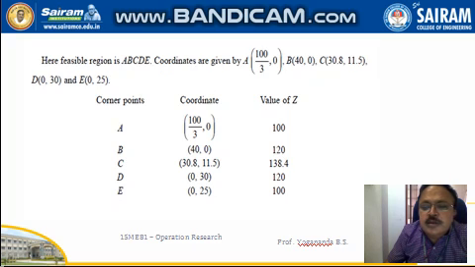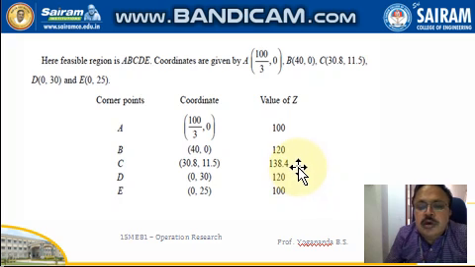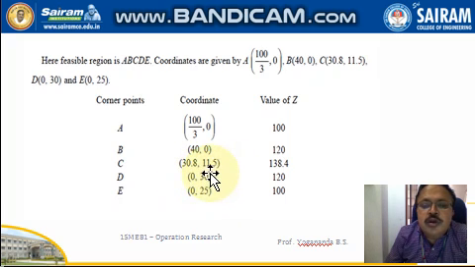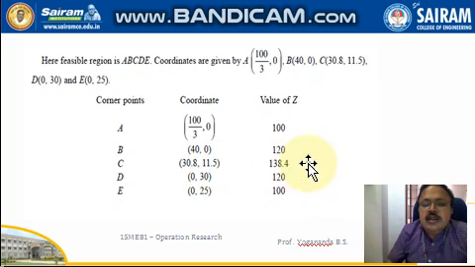Here you are getting the maximizing value of z, that is 138.4, with the coordinates 30.8, 11.5. So the x1 value is this and the x2 value is this, and the maximum value of z is this.